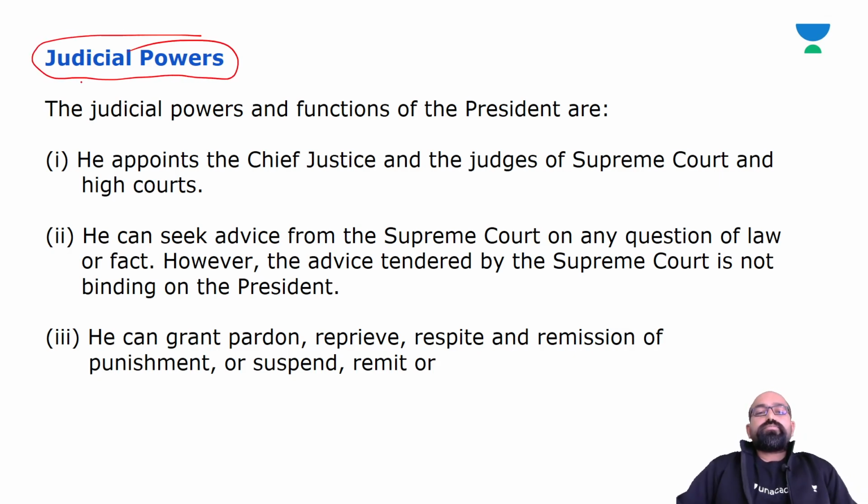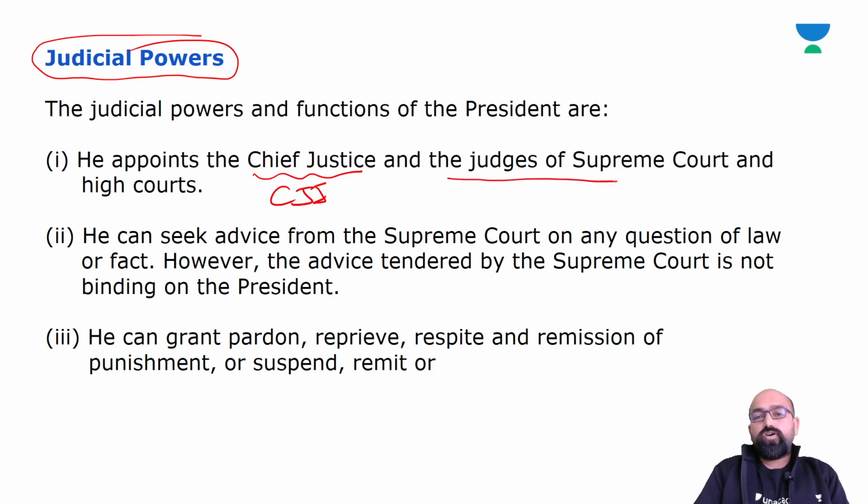The judicial powers and functions of the president: he appoints the Chief Justice of India and the other judges of the Supreme Court, and the Chief Justice and other judges of High Courts. He can seek advice from the Supreme Court on any question of law or fact. However, the advice tendered by the Supreme Court is not binding on the President.